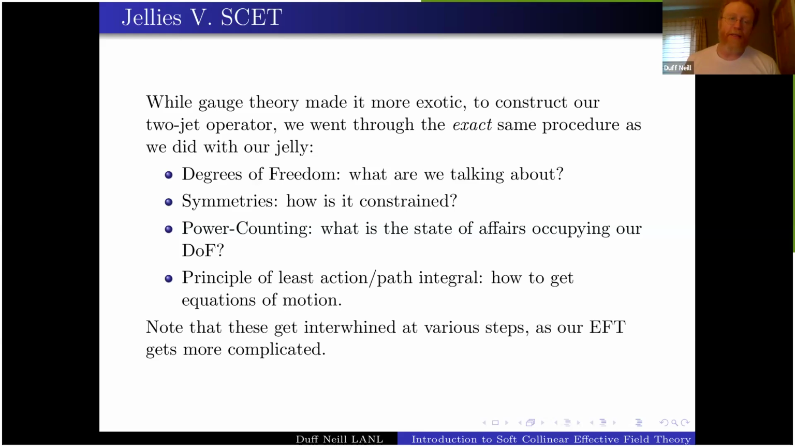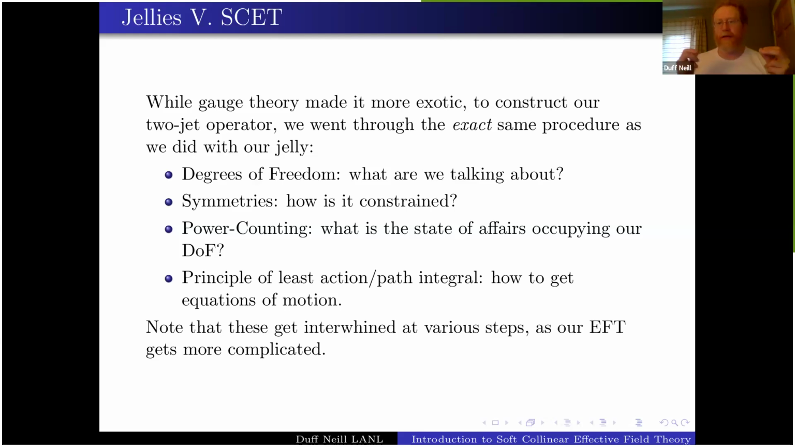I didn't really talk about what the principle of least action or the path integral is, but I've implicitly alluded to it throughout this entire talk whenever I wrote down a Feynman diagram in order to do a calculation. Perhaps the most difficult part of doing it for SCET relative to the jelly is that in the jelly, I was able to go very neatly through degrees of freedom, then symmetries, then power counting, in just a straight line. In SCET, when I wanted to construct it, I inevitably had to jump back and forth between each one of these.